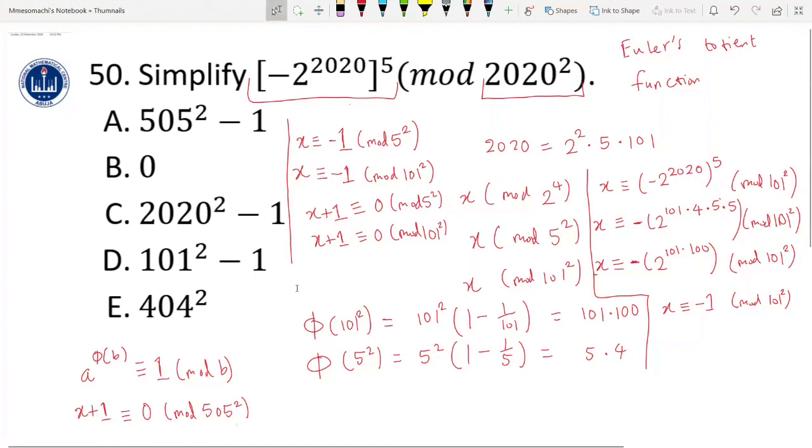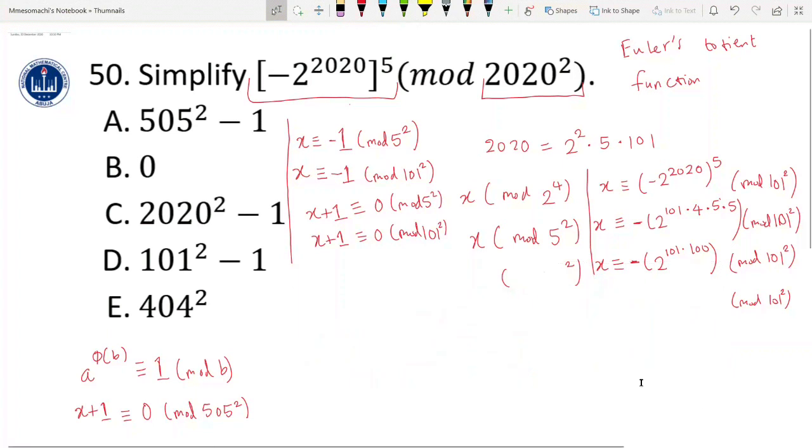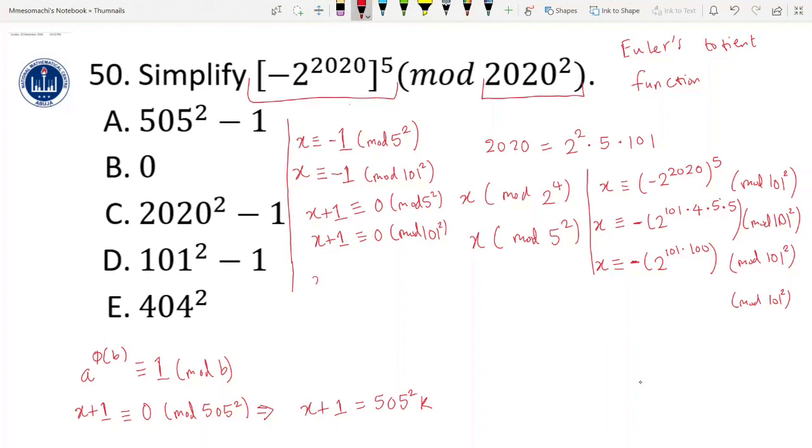Okay, so I'll just erase this. Okay, so I have some space. So this implies that x plus 1 is equal to some 505 squared times k. Okay, so let's move on. Now we have that x is congruent to negative 2 to the power 2020 to the power of 5.